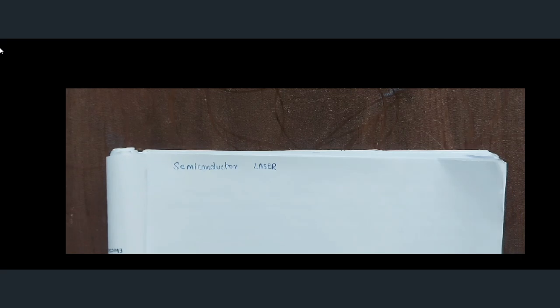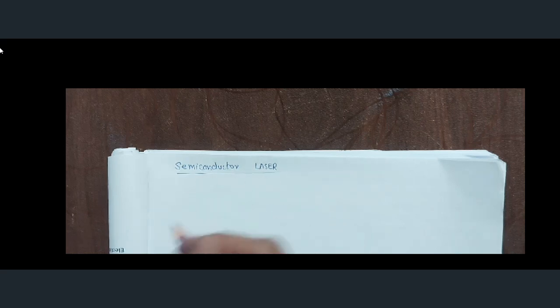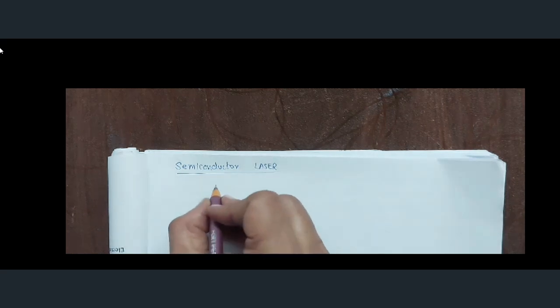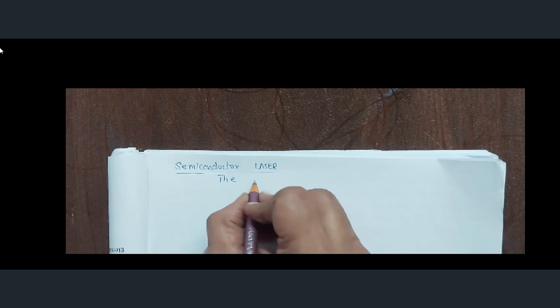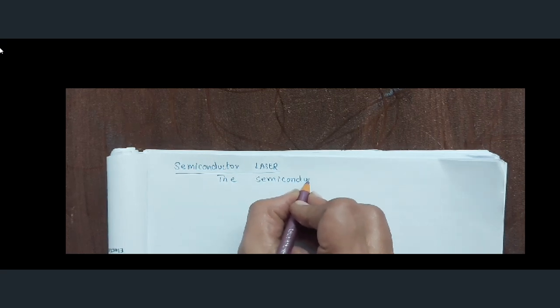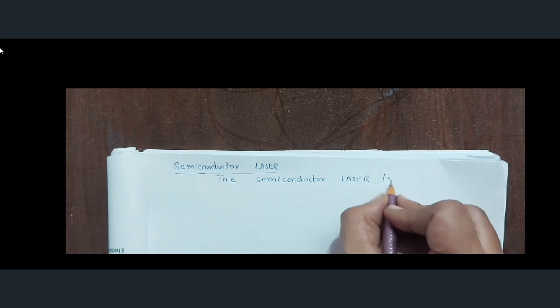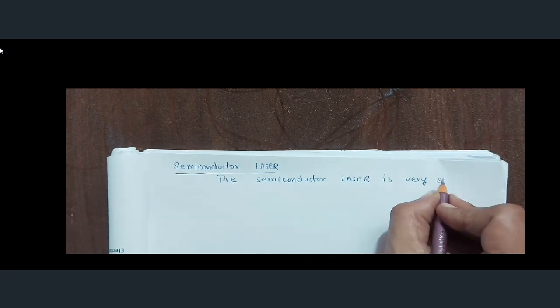Students, today we are going to see the semiconductor laser. First, we will try to understand what a semiconductor laser is. The semiconductor laser is very small in size and appearance.